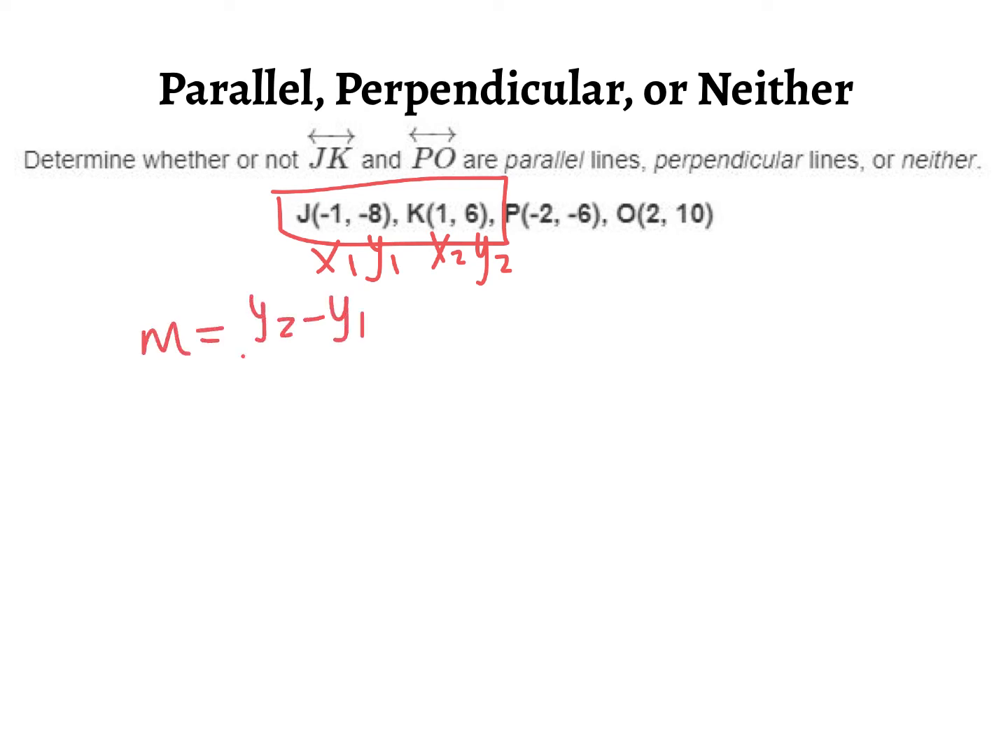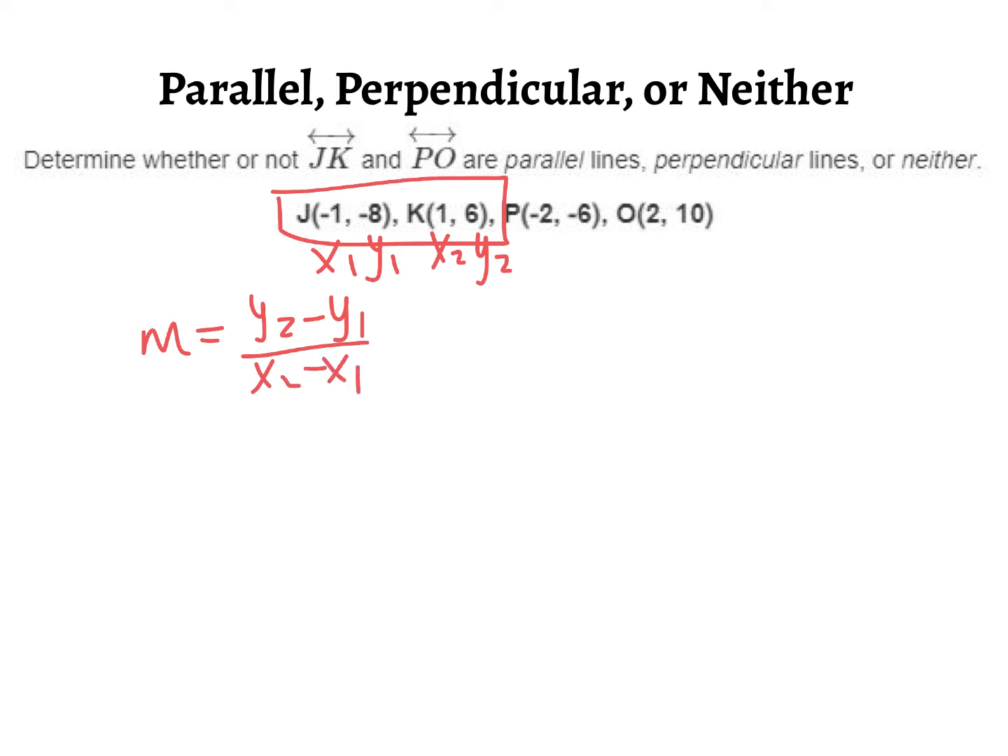So, JK and PO, are they parallel, perpendicular, or neither? Again, I'm going to do this in colors. First, I'm going to find JK. x1, y1, x2, y2. So, m equals y2 minus y1 over x2 minus x1.